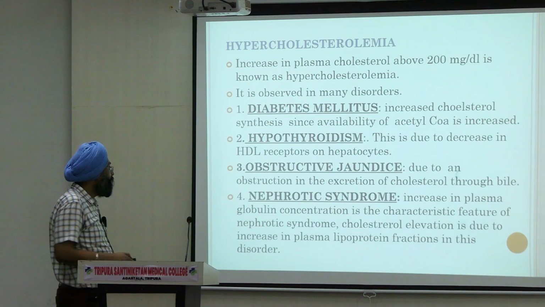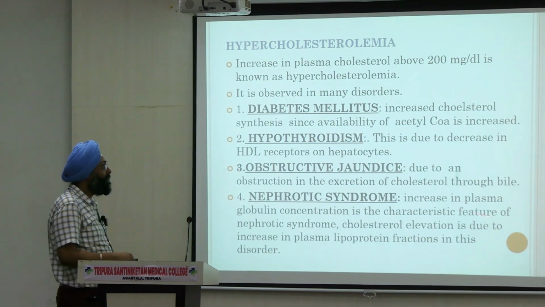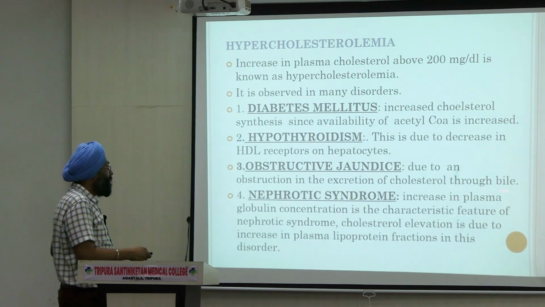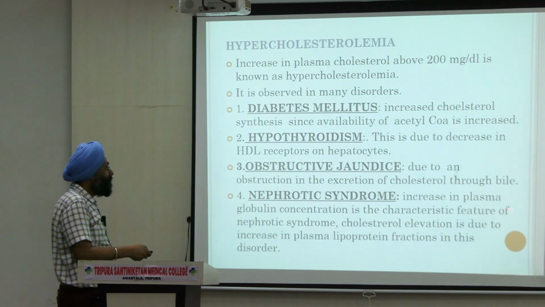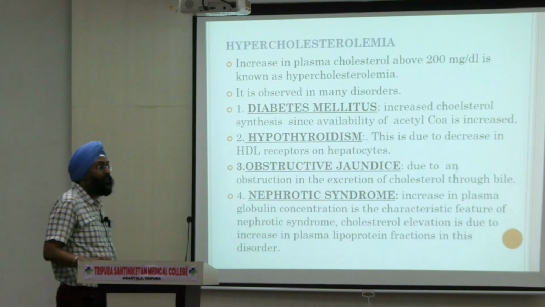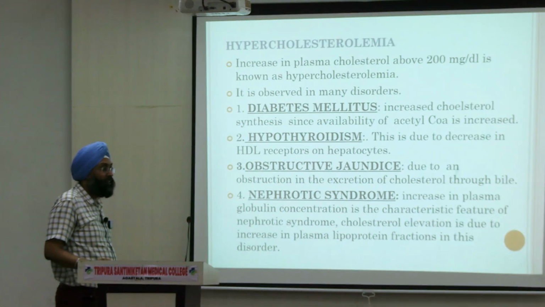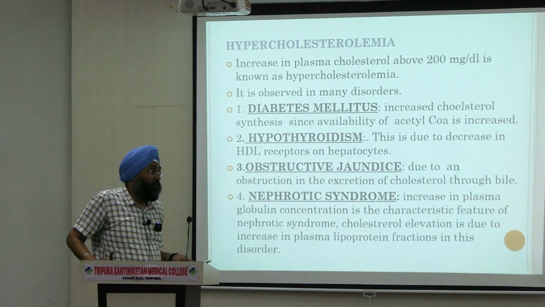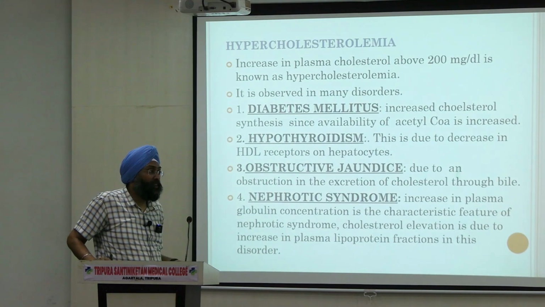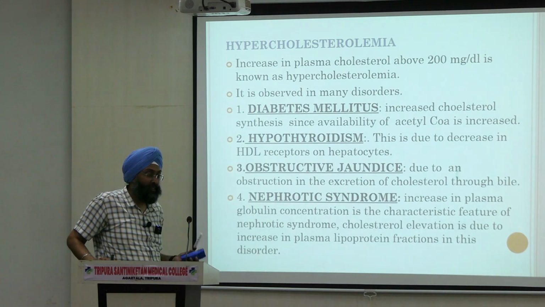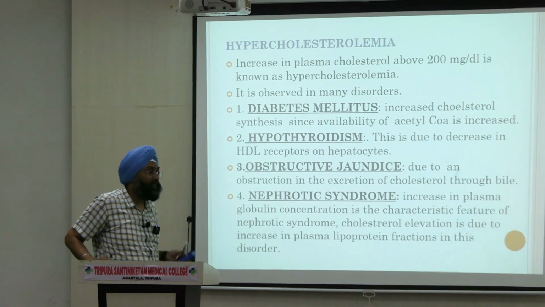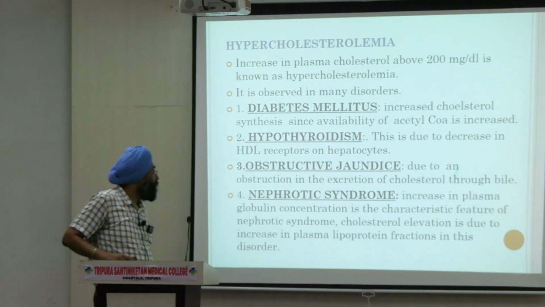These are the mechanisms. Also in nephrotic syndrome, there is an increase in plasma globulin concentration. A characteristic feature of nephrotic syndrome is that the cholesterol elevation is due to an increase in plasma lipoprotein fractions, right? So when you get asked a question to name the conditions or diseases in which the cholesterol level increases in the body: first is diabetes mellitus, second nephrotic syndrome, third is hypothyroidism, and fourth is nephrotic syndrome, right?